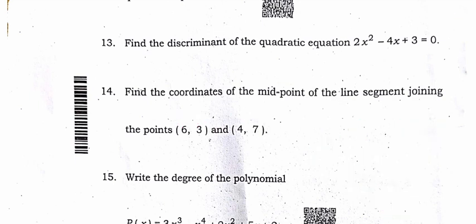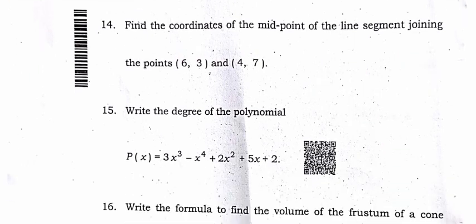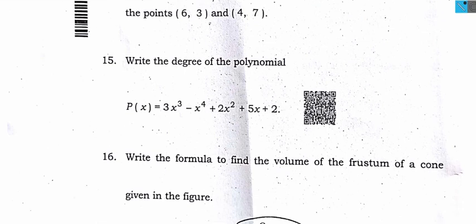Then we move on to the next question. Write the degree of the polynomial in this equation. So this is the polynomial. The degree means the highest power of x. Therefore we write the degree of the polynomial is 4. Degree is 4. That's enough for the answer.